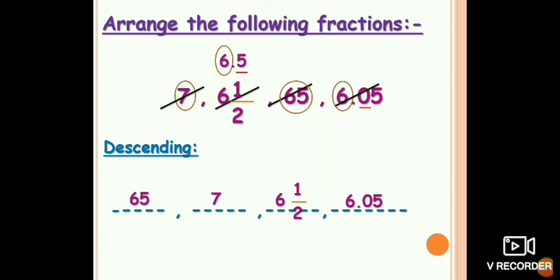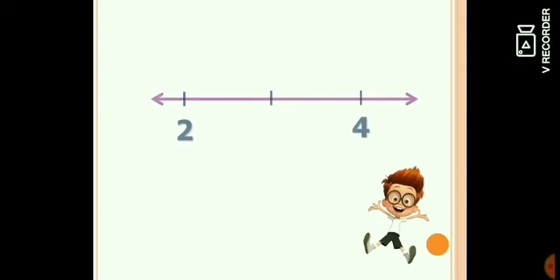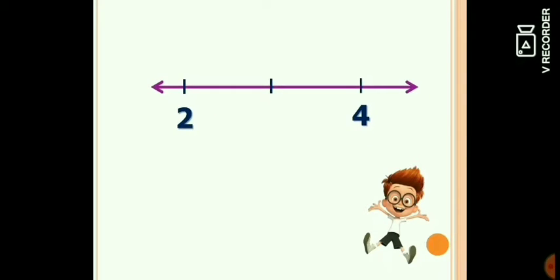That's it. Lying between. If we have 2 and 4 and we want the number lying in between them, we know that the number after 2 is 3, and the number before 4 is 3. So 3 is the number lying in between 2 and 4.